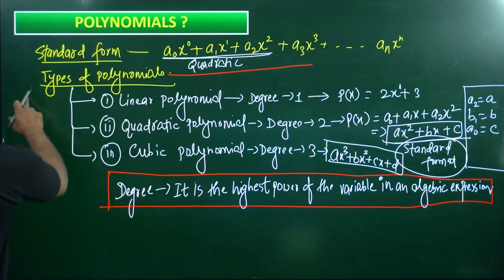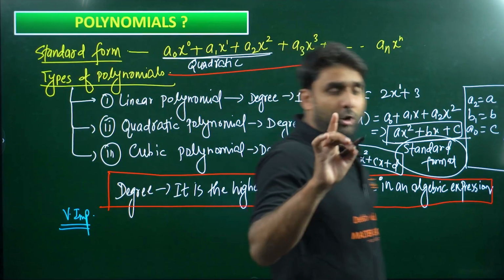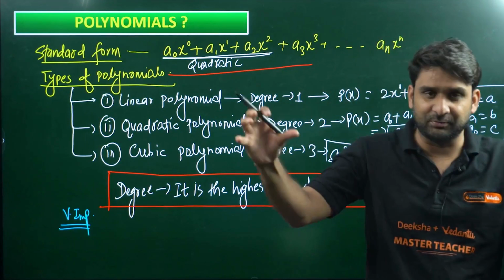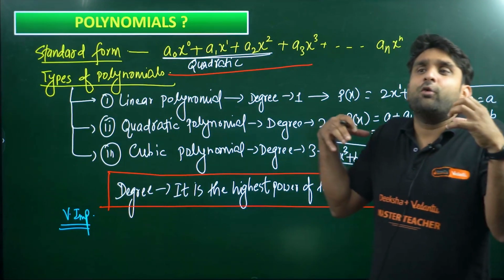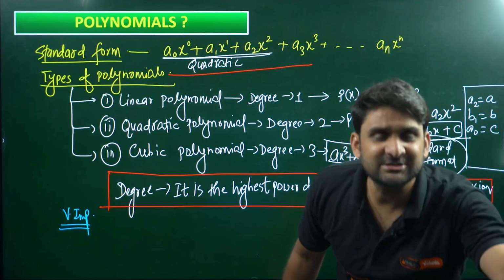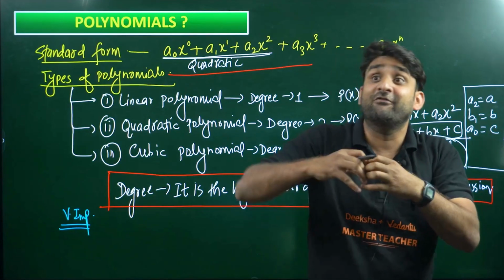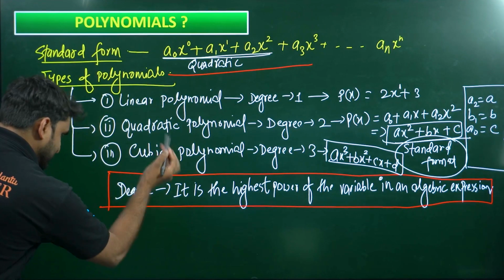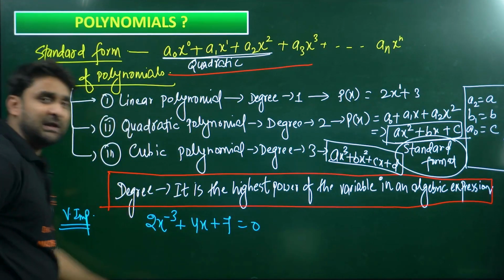My dear champion, I want to give you one very important piece of information. Always make sure, if you are looking at any polynomial, any mathematical expression, any algebraic expression, don't decide very quickly that the written algebraic expression is a polynomial. It is not necessary that every algebraic expression, every combination of variable and constant, will be a polynomial. If I give you one example, 2x to power minus 3 plus 4x plus 7 is equal to 0. Will it be a polynomial?